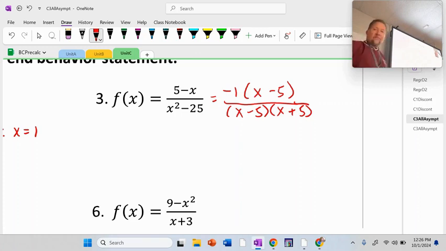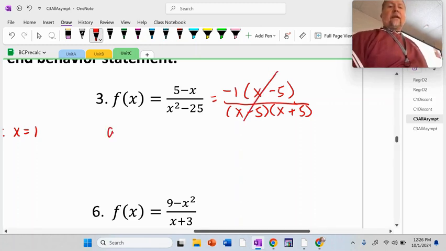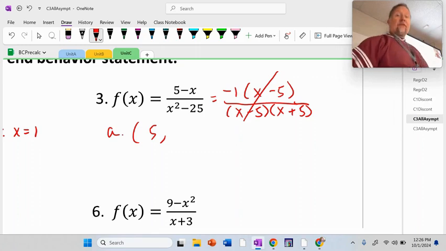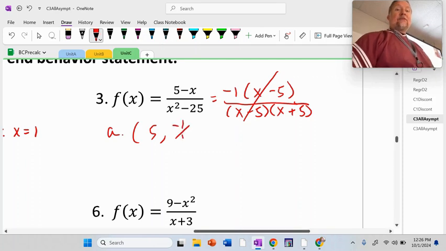Is there a hole? Yes. Okay, so I'll just do this now. Boink. All right, and then A is a hole at 5 comma, what? Come on, look at what's left over and plug in 5. What do you end up getting? Negative 1 over 10.